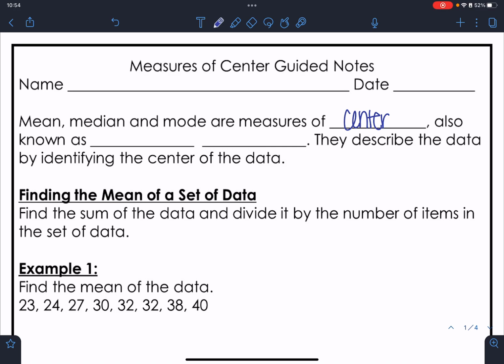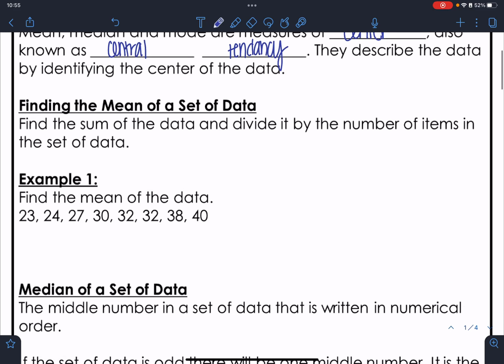This is also known as your central tendency. So those are the next two blanks, central tendency. So what this is having us do is look at key characteristics of our data. Okay, so mean is one thing that we're going to first find. So that's our first example here.